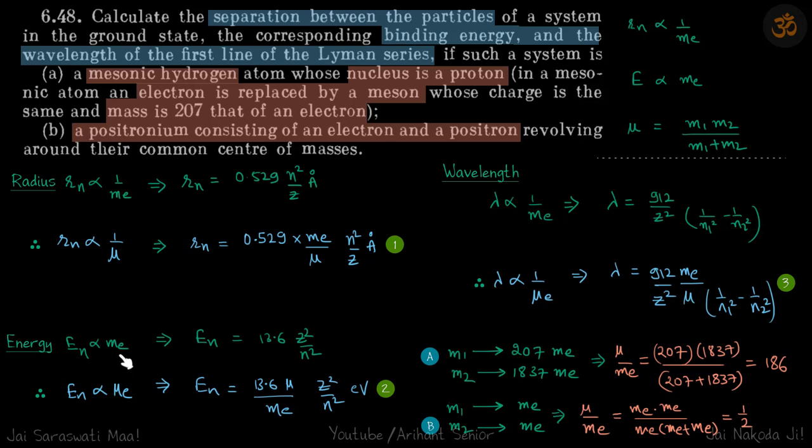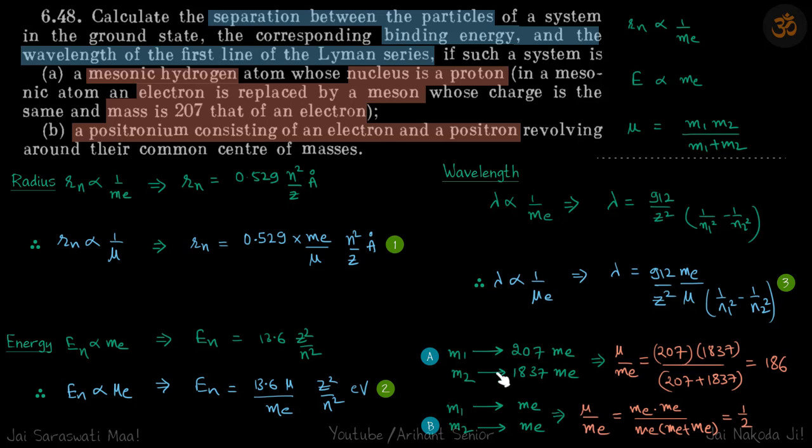Similarly, we will do it for energy. The original energy is proportional to Me, and energy is 13.6 Z square by n square. In our modified case, energy is proportional to mu, and therefore if you divide these two, you will get En equal to 13.6 mu by Me, Z square by n square. Wavelength: lambda is proportional to 1 by Me, which we derived from here. In our case, lambda is proportional to 1 by mu, which gives the modified lambda as this. Again, you just divide these two and replace this lambda by this and you will get your modified lambda.